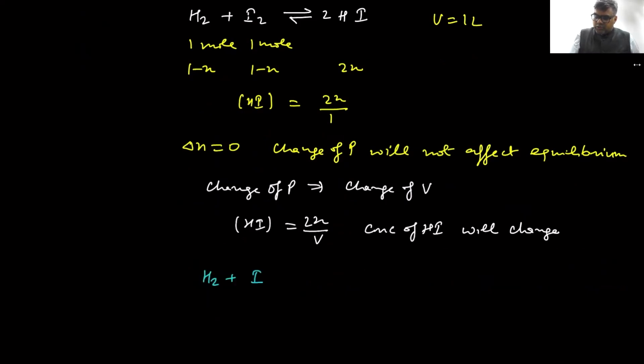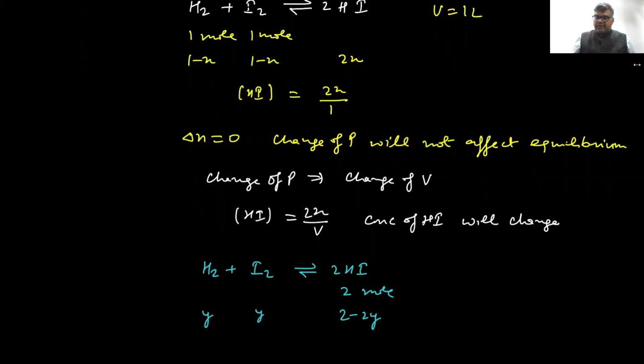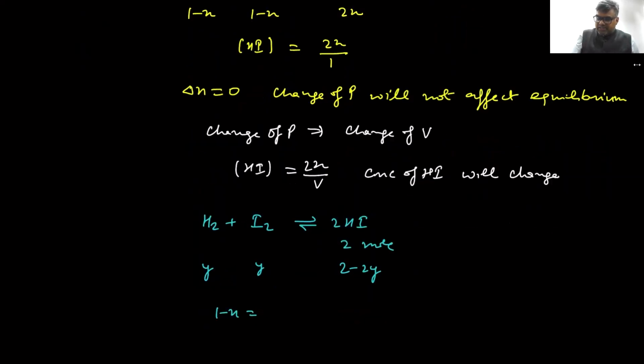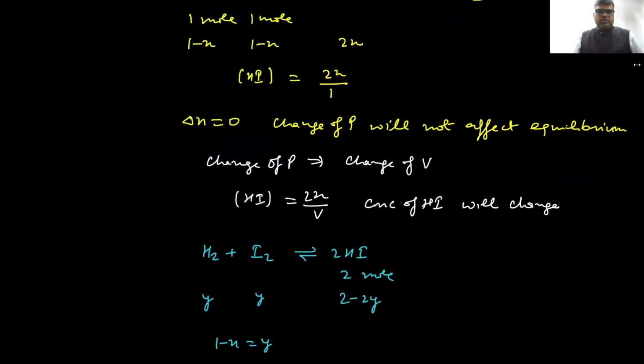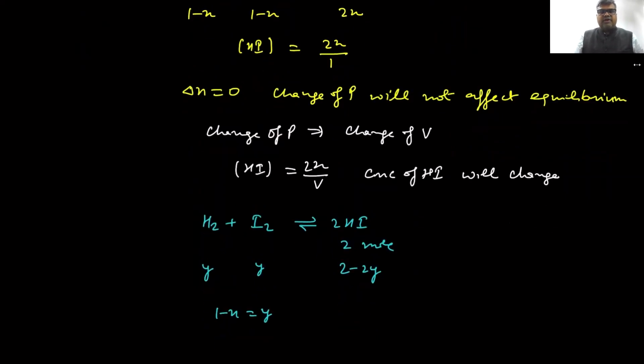Because again, if equilibrium is established, H2 and I2 give 2HI. Initially, you have taken 2 moles of it. Now equilibrium is established, so 2 minus Y, or better to say 2 minus 2Y. Now it is Y and Y. So I can easily say that once equilibrium is established, 1 minus X will be equal to Y. And in the same way, 2 minus 2X will be equal to 2 minus 2Y will be equal to 2X. So X plus Y equals 1.